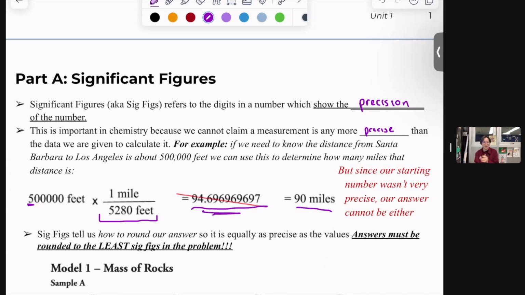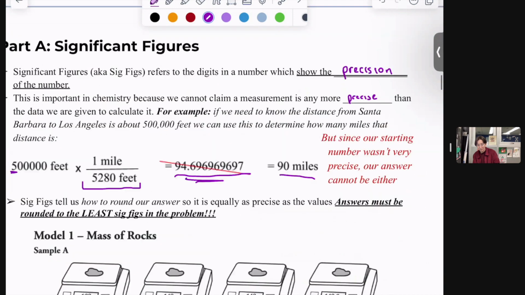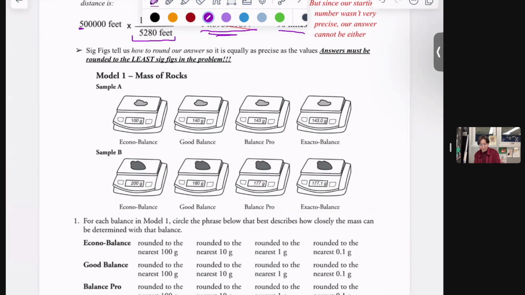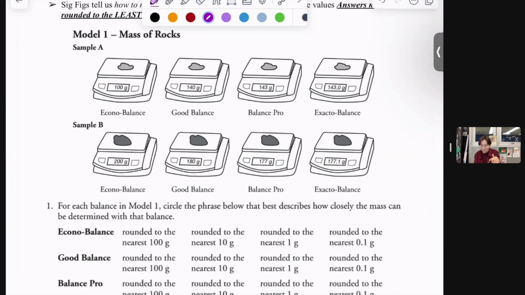And again, I'll tell you how to actually count these in a sec. But let's talk about the concept of precision and about sig figs before we have to do any math and counting.